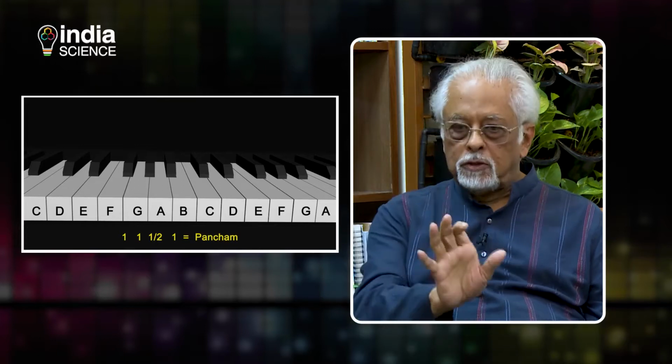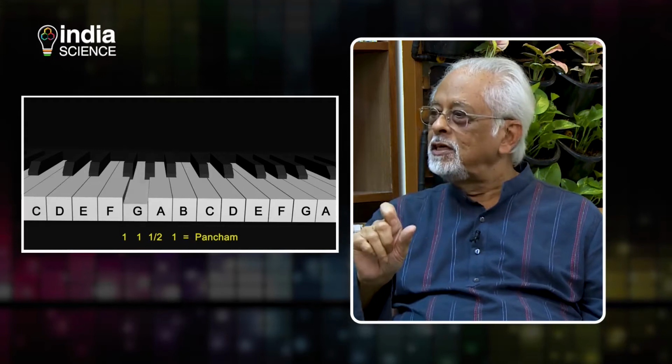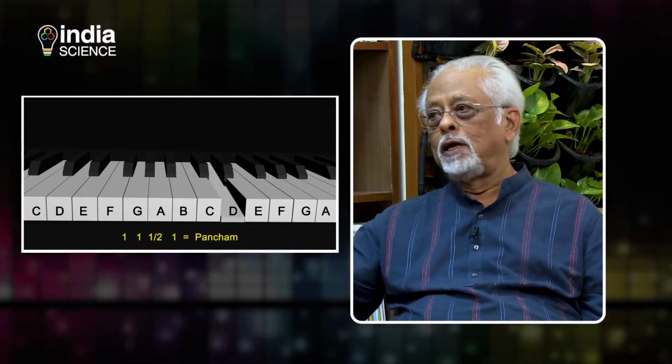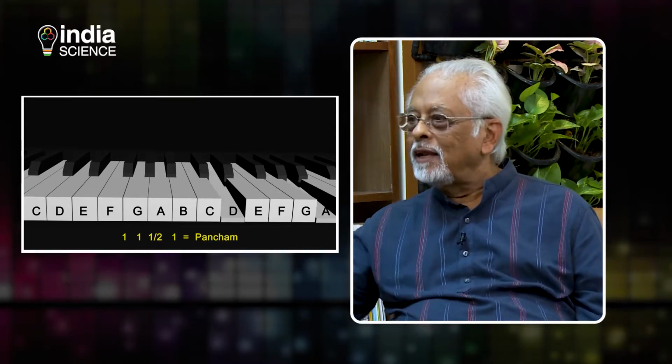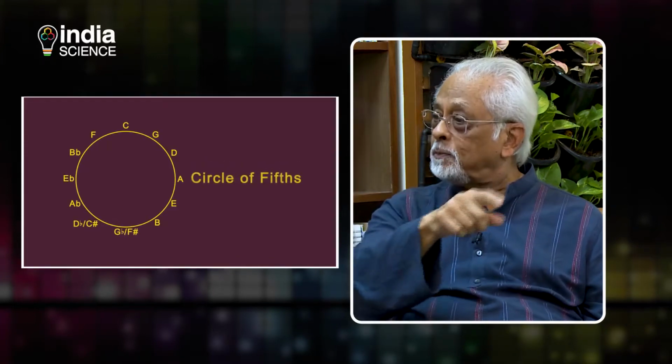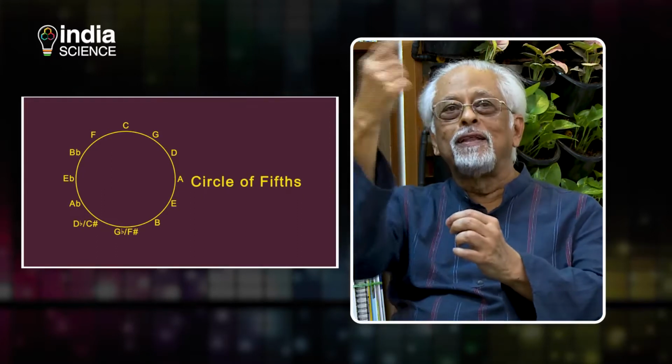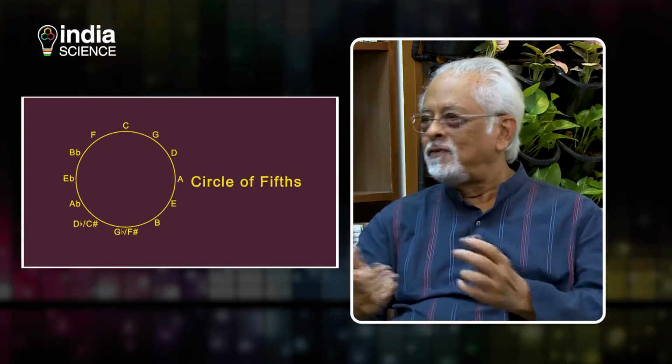So anything that has this 1, 1, 1, half interval is a pancham. Supposing you start with C and you get G. Now you start with G and play the fifth, you will get D. Start with D and play the fifth, you will get A. And like that, you can go on. It's called the circle of fifths. And you will find all 12 notes, including the sharps and flats, will be produced as each time you play the next fifth. It's fantastic.